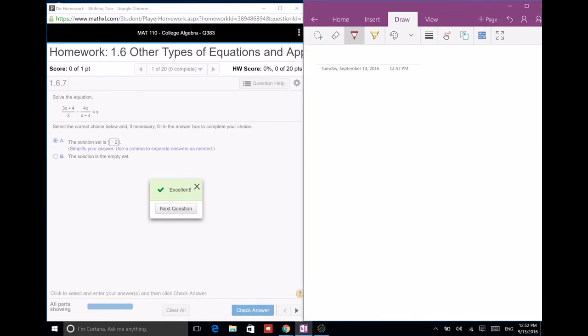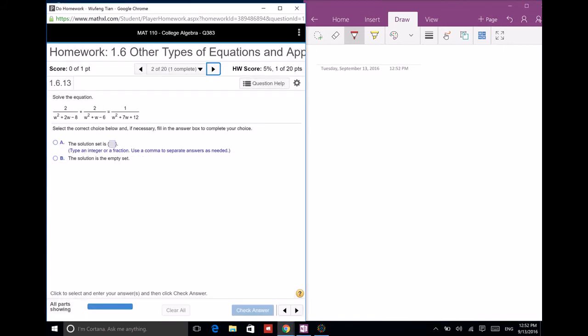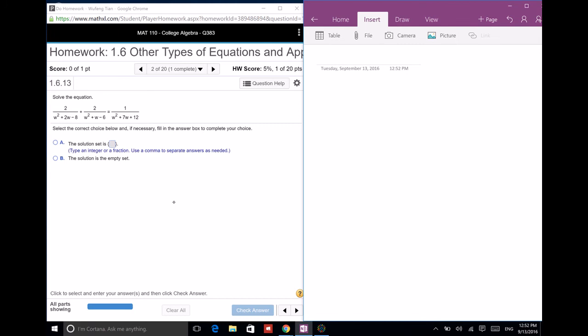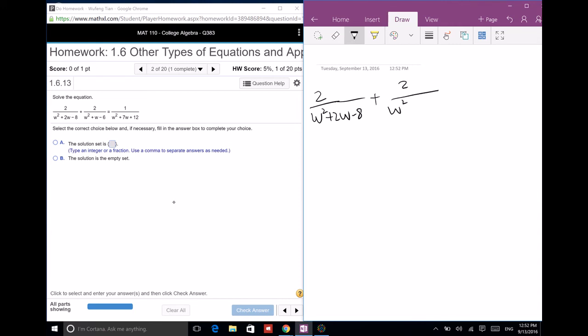So next, let's do the next question. This will be very similar. What you need to do, let me check it back. So 2 over w squared plus 2w minus 8 plus 2 over w squared plus w minus 6 equals 1 over w squared plus 7w plus 12.